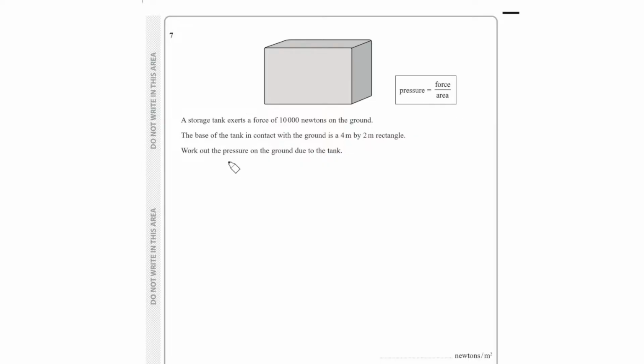Okay, so a storage tank exerts a force of 10,000 newtons on the ground. So we have the force. The base of the tank in contact with the ground is a 4 meters by 2 meters rectangle. So we can use that to work out the area. And then they said work out the pressure on the ground due to the tank. Okay, so before I can work out the pressure, what I am going to need to do is work out the area.